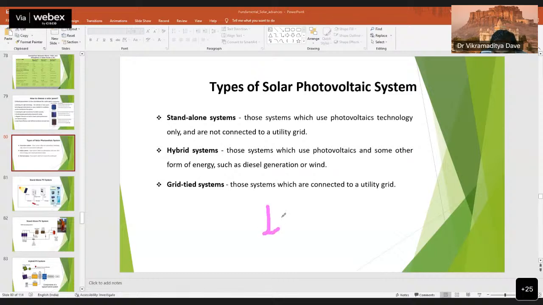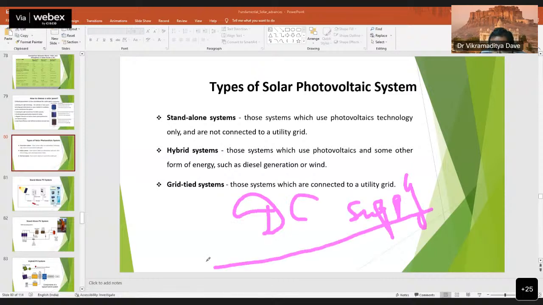The standalone system is very costly because, as I have already told you, solar photovoltaics generates DC supply, and that DC is of a fluctuating nature, because solar insolation is not constant. During sunrise, the insolation is very low, but as the sun moves from east to south, the solar insolation increases, and as it moves from south to west, it decreases again. So the output generated is also fluctuating.